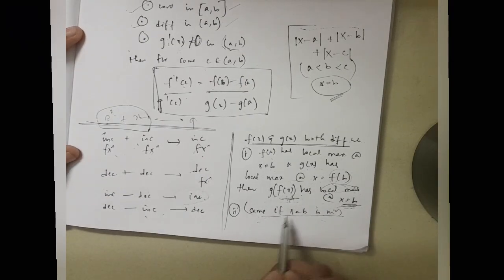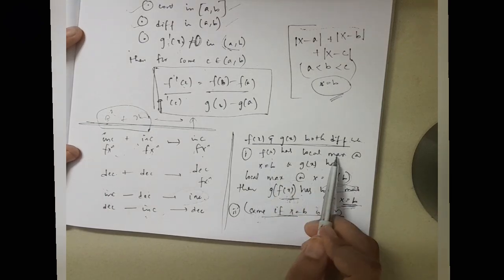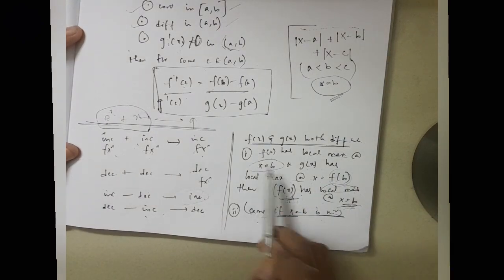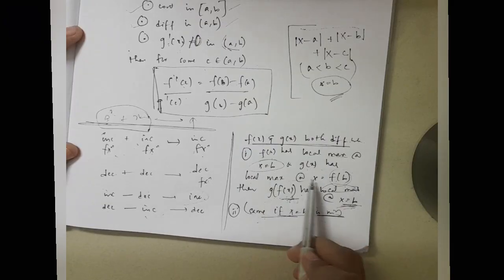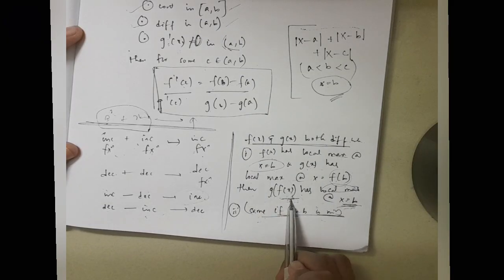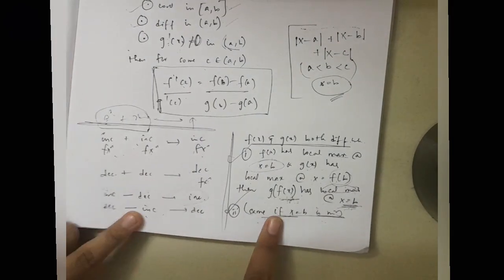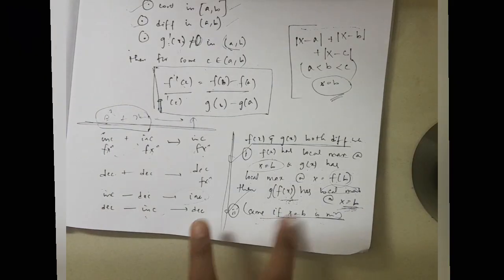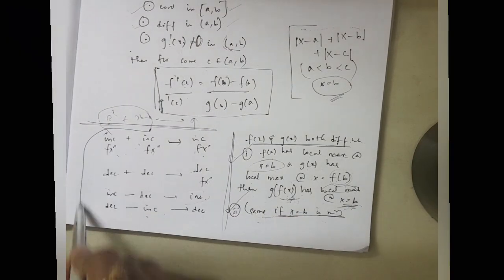Similarly, if x equals b is a minima, so if f of x has a local minima at x equals b, and g of x has a minima at x equals f of b, then g of f of x would have a local minima at x equals b. That's basically two things to keep in mind. These two things are important for both Mains and Advanced, and especially for Advanced, this is very important.